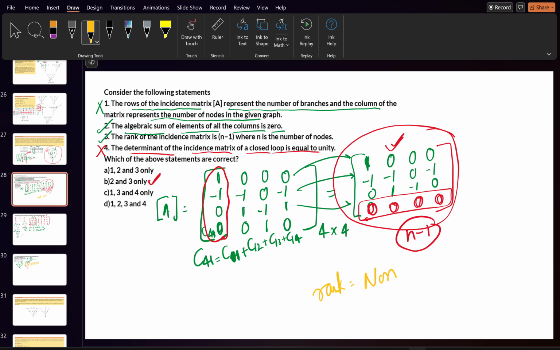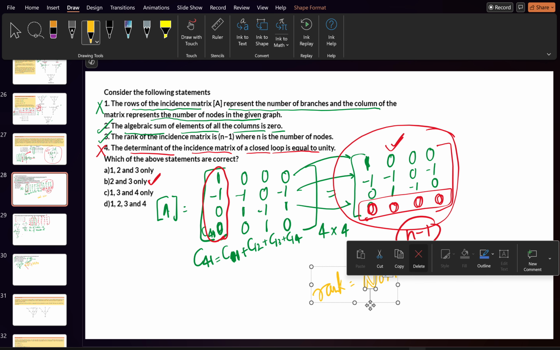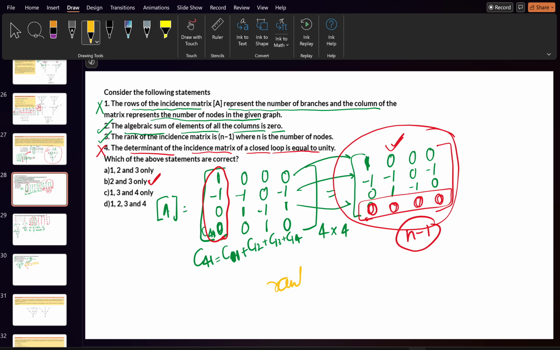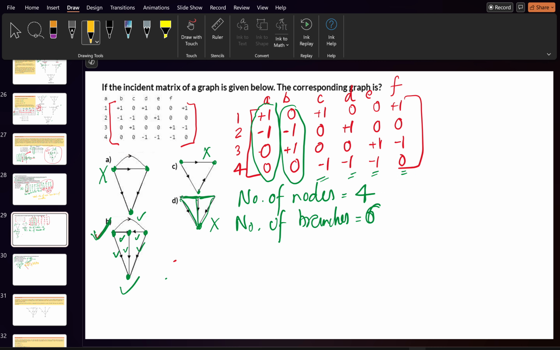So the rank is basically equal to the number of non-zero rows of a matrix. Suppose you have an incidence matrix, a three by three matrix. The elements will be called A11, A12, A13, A21, A22, A23, A31, A32, and A33. So this is the 3 by 3 matrix.